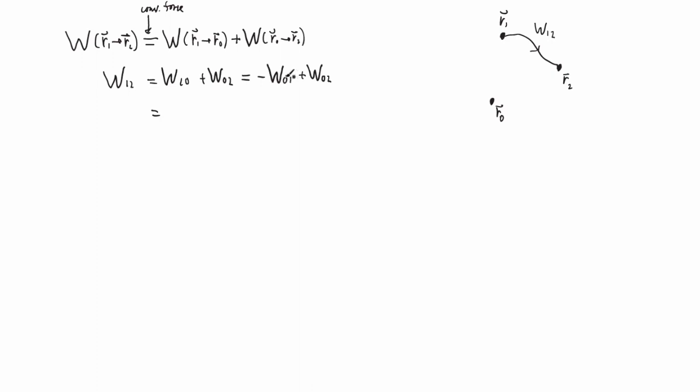Now, the work to go from point R0 to point 1, minus that work is equal to the potential at point R1. This is U at R1. So therefore, W12 is U at R1 minus U at R2. And I'm going to call that minus delta U between 2 and 1.